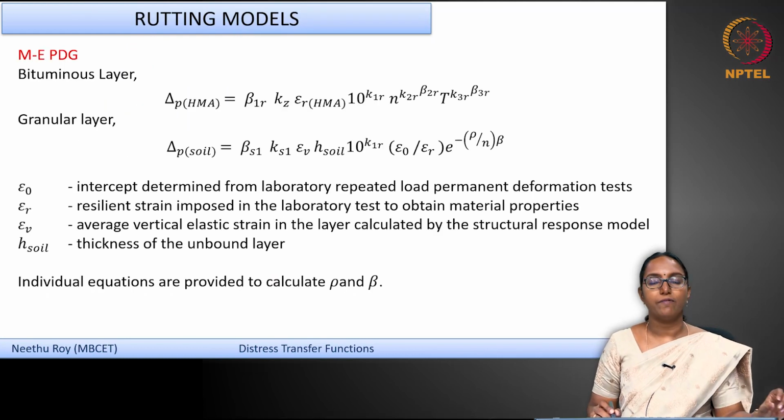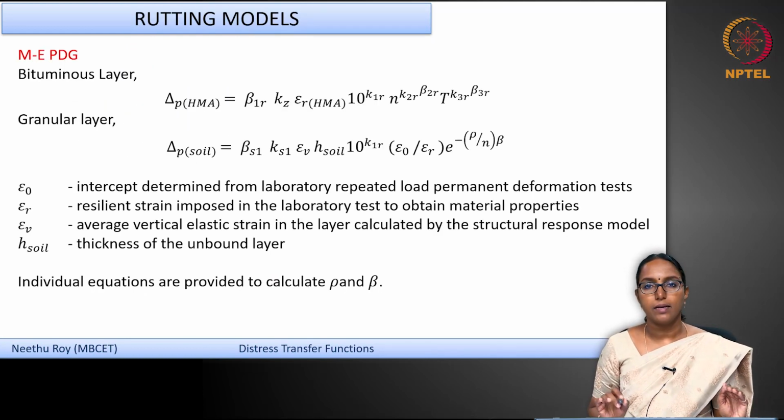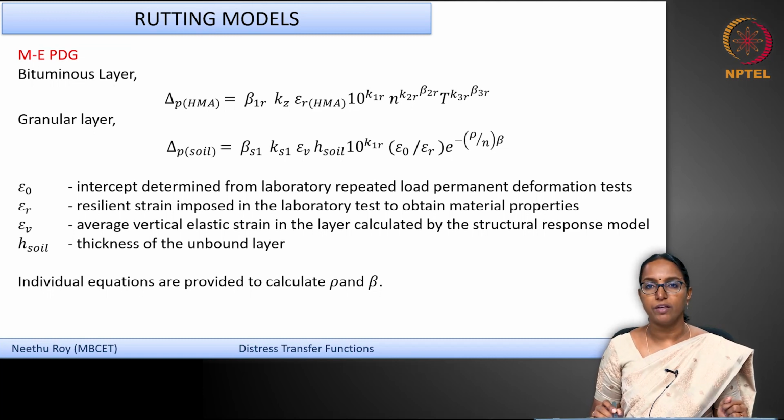Okay, so what we have discussed so far are the rutting transfer functions. We have seen that in IRC 37, subgrade rutting is what is being considered, whereas there are other approaches wherein you can use the rutting in each one of the layers, and the permanent deformations in each one of the layers can be added together to get the rutting that happens in the pavement structure.